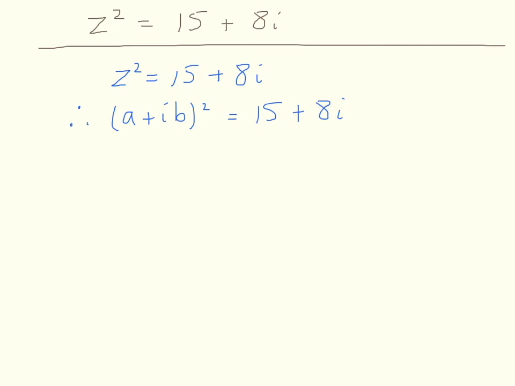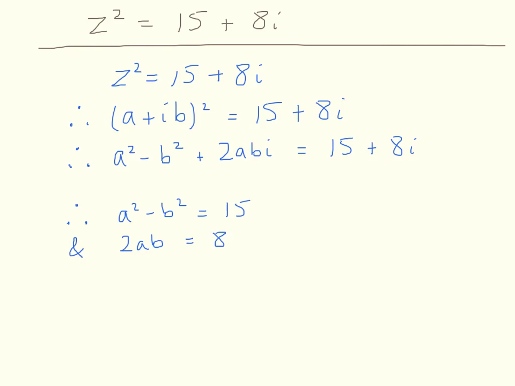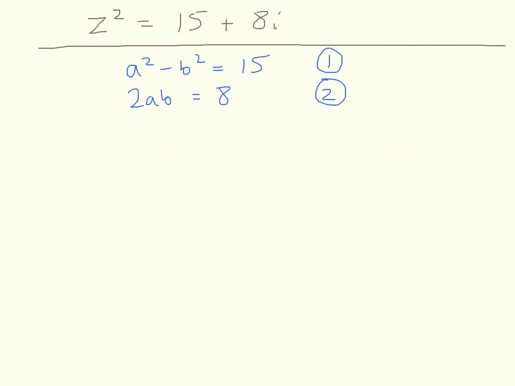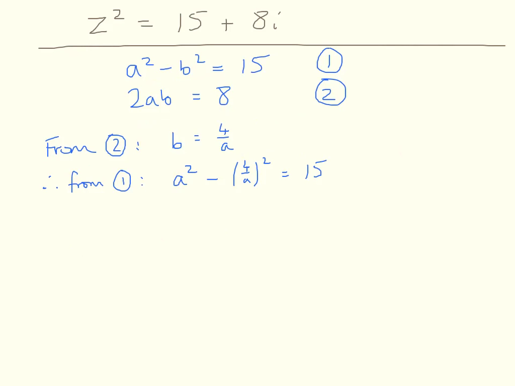So z equals a plus ib. Now we expand the left-hand side, and now equate the real parts and the imaginary parts. This gives us 2 simultaneous equations in a and b, which we can label and solve by substituting from the second into the first. From equation 2, b equals 4 over a, and substituting that into 1, we get this equation, which needs to be simplified.